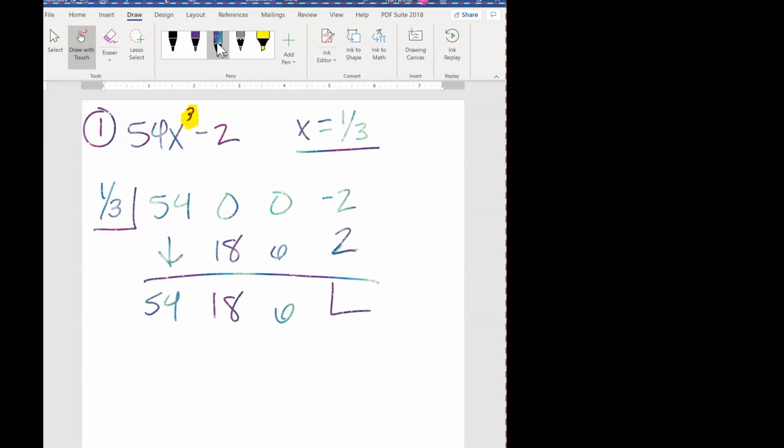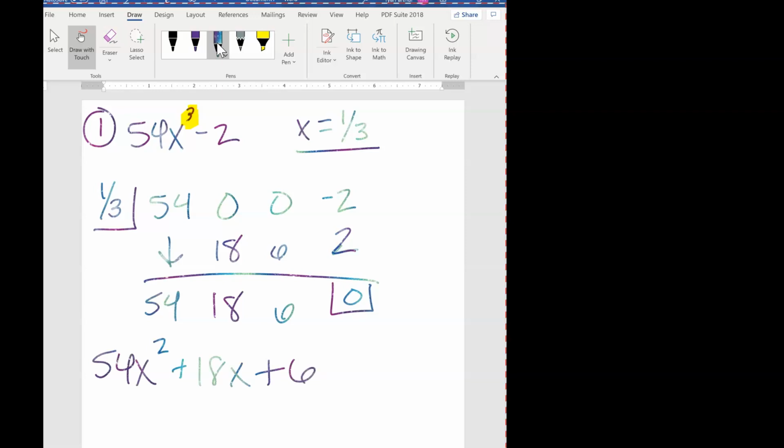And then negative 2 plus 2 is 0, which is correct because we learned yesterday with the remainder and factor theorem that if your remainder is 0, then what you just divided by was a factor. I told you 1/3 was a factor, and there it just proved it. Okay? Now, when you do synthetic division, it drops your original polynomial down 1 degree. So I go from cubed to squared. So now I have 54x squared plus 18x plus 6.